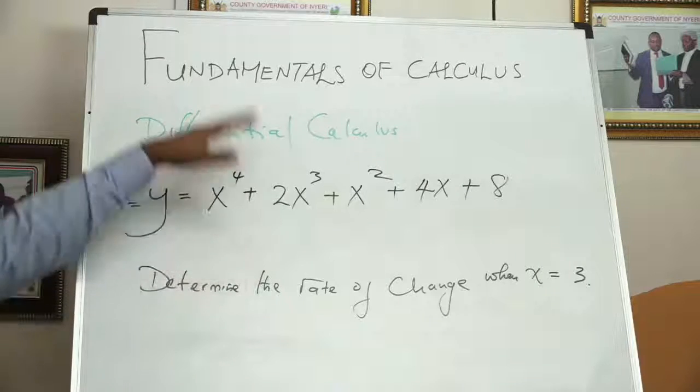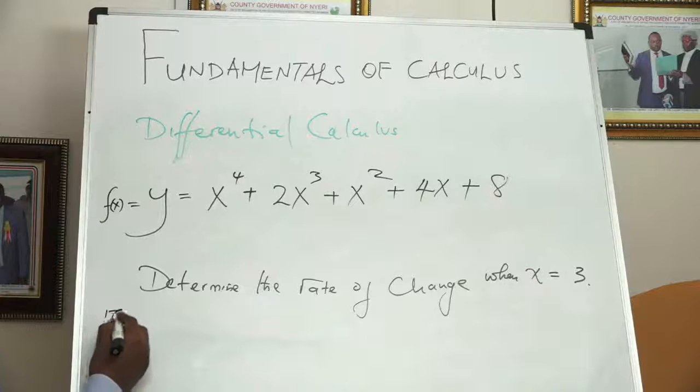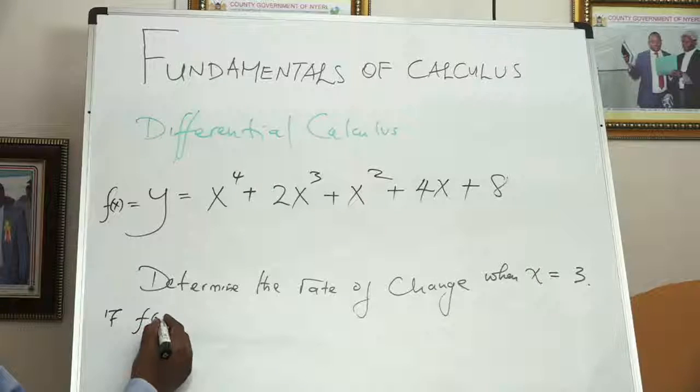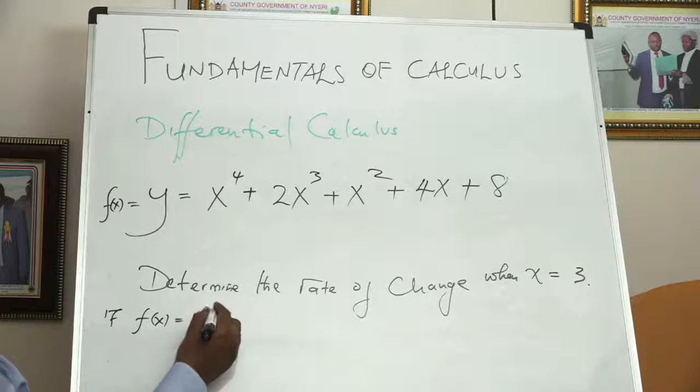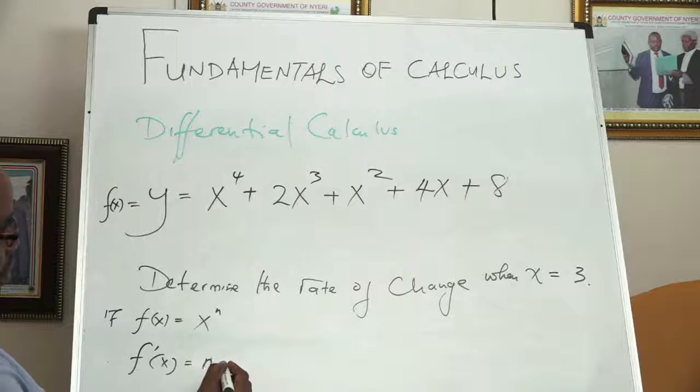Use the power rule. Don't go to the other process, the long process, use the power rule. Remember the power rule I have said. If the function of x is equal to x to the power n, the derivative of x is going to be n times x to the power n minus 1. That's the power rule.